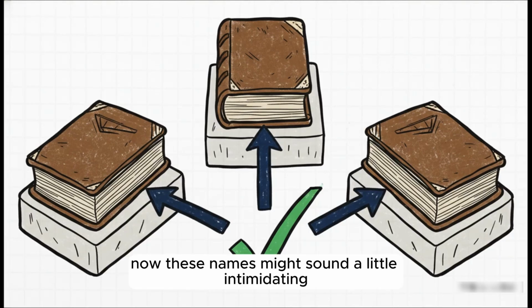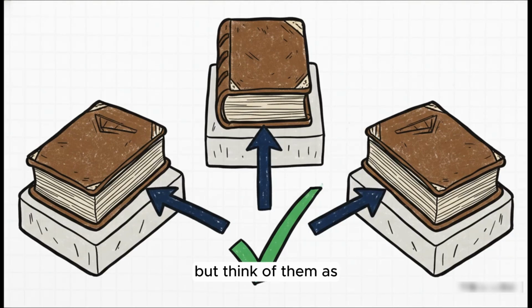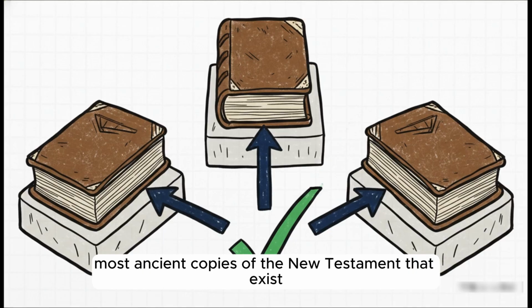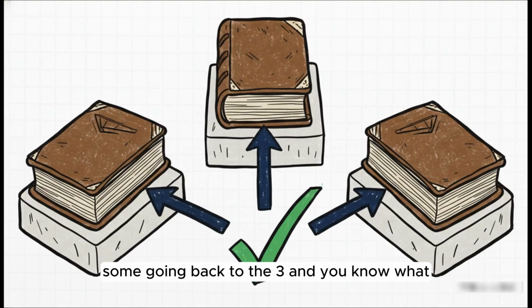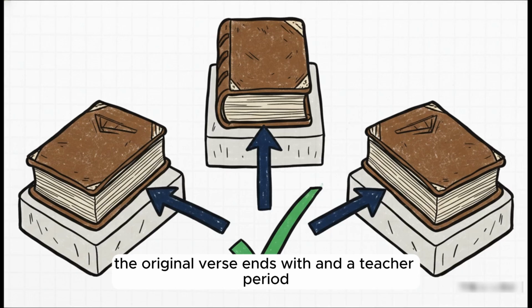Now, these names might sound a little intimidating, but think of them as the heavyweights of manuscript evidence. A codex is basically a really old book, written by hand centuries before the printing press. And these three, Sinaiticus, Vaticanus, and Alexandrinus, are some of the absolute best, most ancient copies of the New Testament that exist, some going back to the 300s AD. And you know what? They all agree. The original verse ends with, "and a teacher," period.